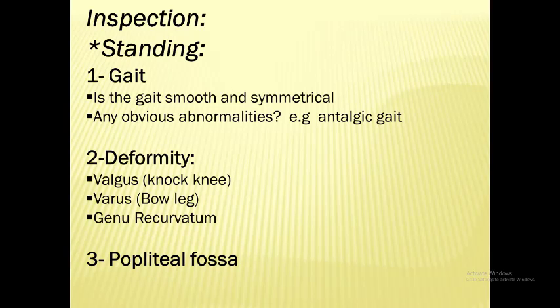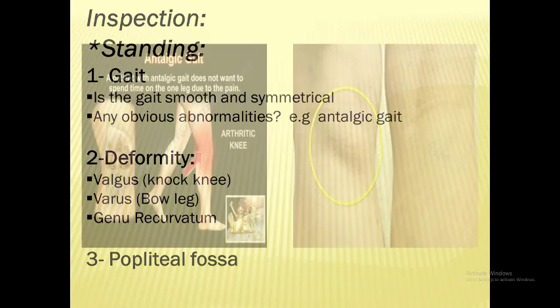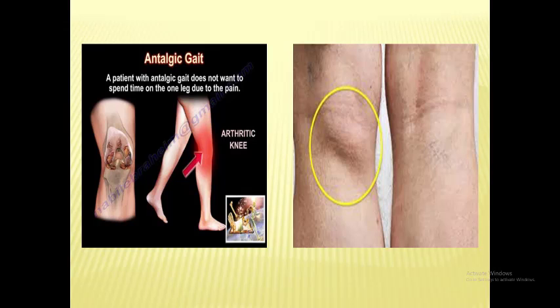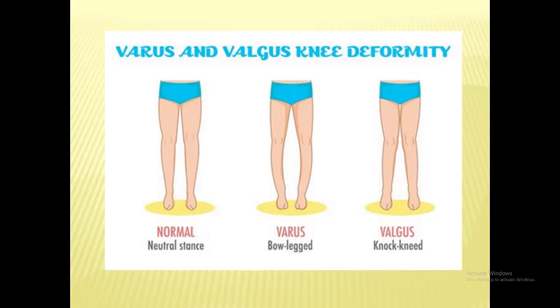Check for any deformity in the knee: valgus deformity, what we call knock knee, varus deformity, bow leg, and genu recurvatum. And don't forget to look at the popliteal fossa for the presence of any swellings. In the right image, there is a swelling on the back of the left knee, in the left popliteal fossa, most probably a Baker cyst. Here are the deformities of the knee, the varus deformity and the valgus deformity.